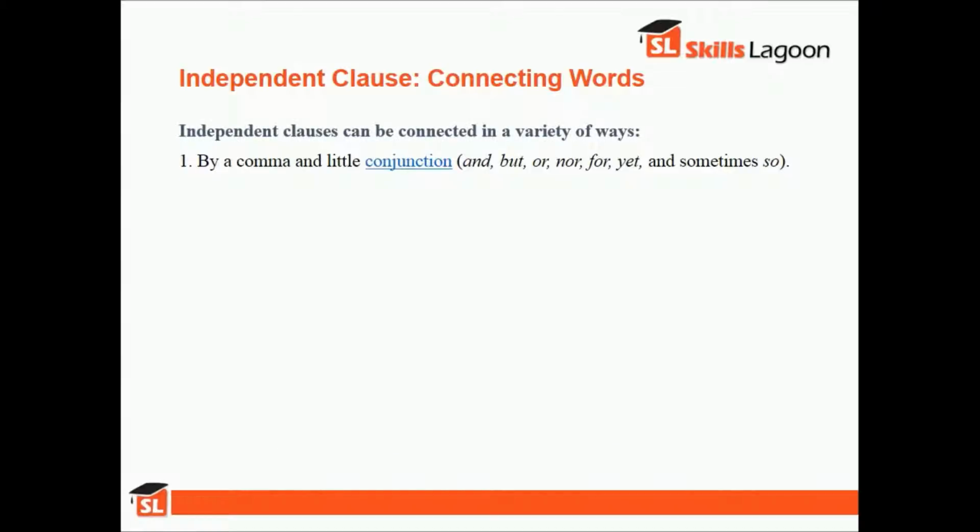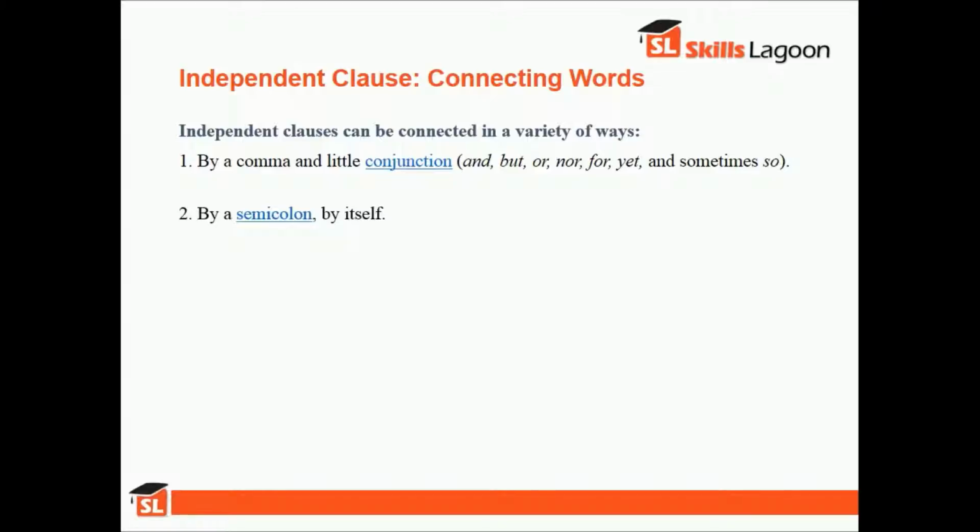As the purpose of subordinating conjunctions is to introduce subordinate clauses, there are connecting words which introduce or join independent clauses together. Let's have a look at them. You can have independent clauses connected by a comma and a little conjunction: and, but, or. In which case these are called coordinating conjunctions, because on the left hand side and the right hand side of these conjunctions there are independent clauses. That's how it's in a coordinated manner.